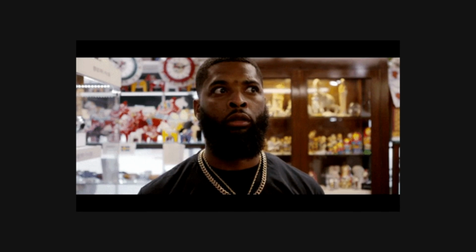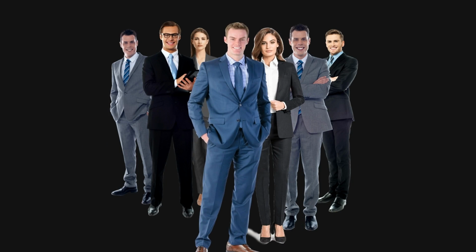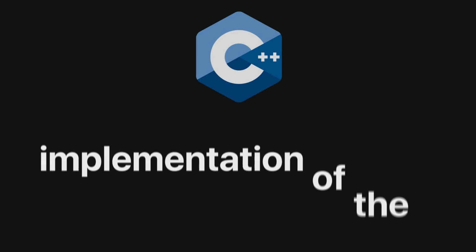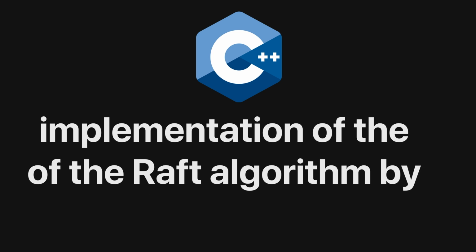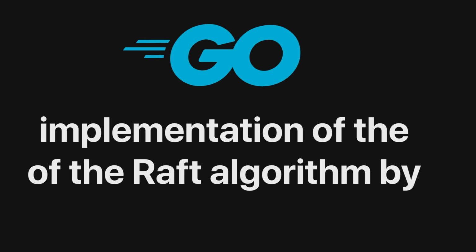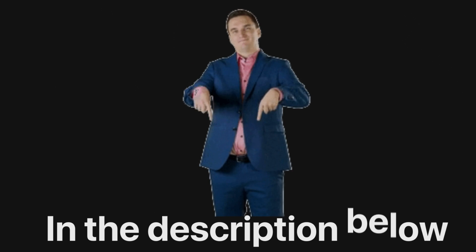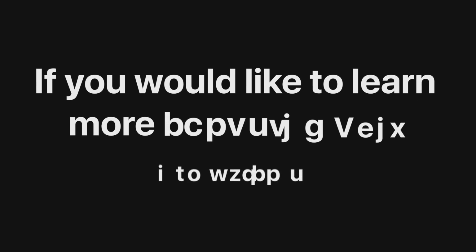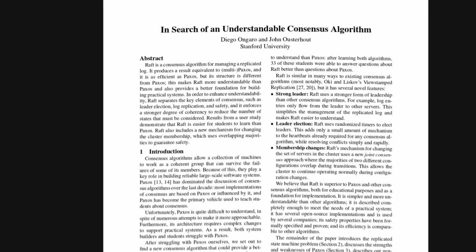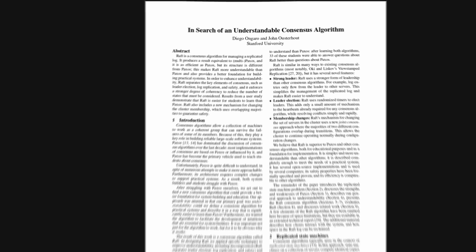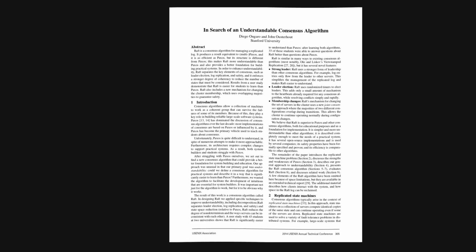If you are looking for a production-ready implementation of the Raft algorithm for your own projects, then have a look at NuRaft, a C++ implementation of the Raft algorithm by eBay, and Raft, a Golang implementation of the Raft algorithm by HashiCorp. Both of them are linked in the description of this video below. If you would like to learn more about the Raft algorithm, then you can read the original In Search of an Understandable Consensus Algorithm paper, which I've linked in the description of this video.